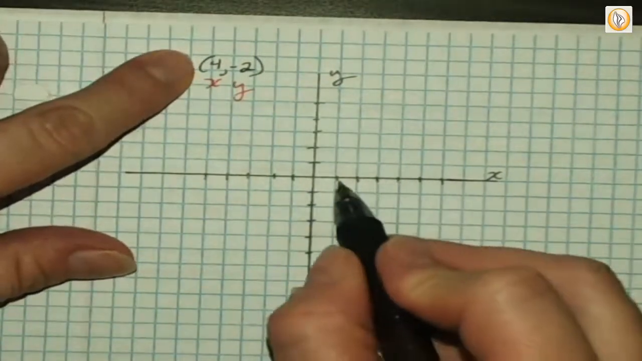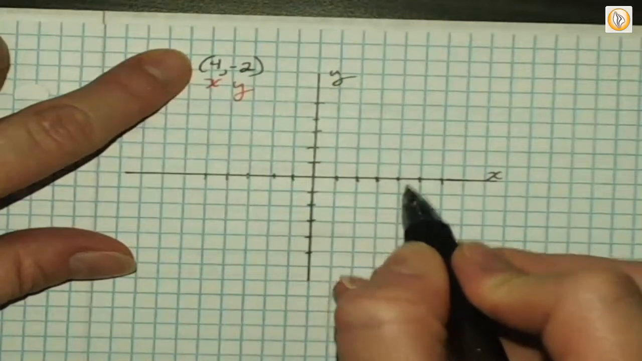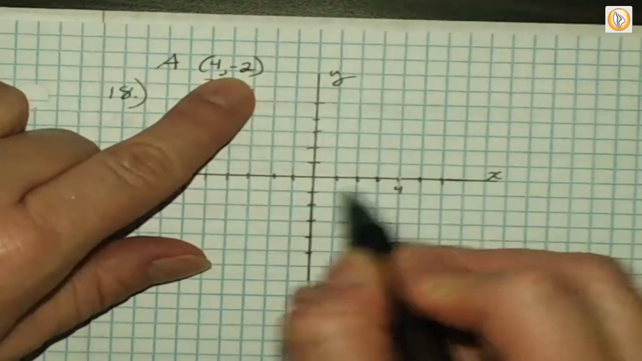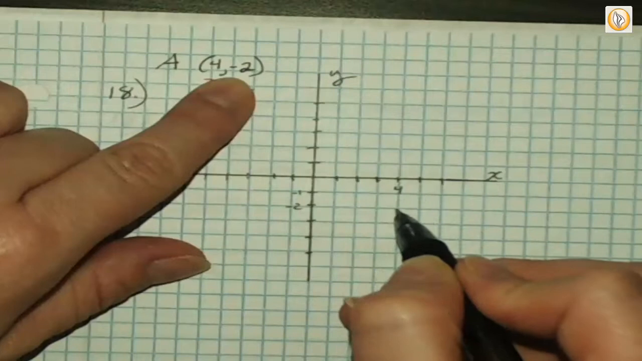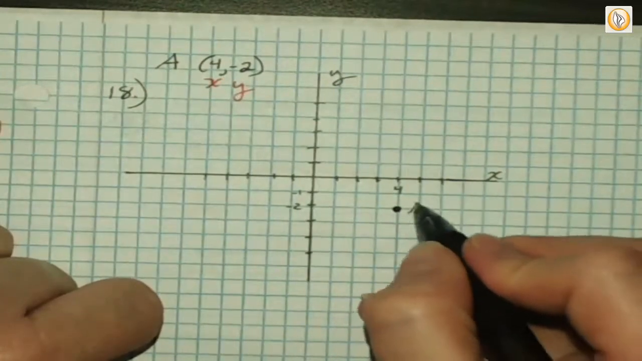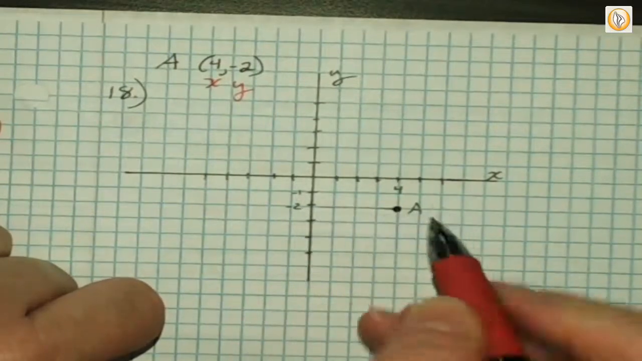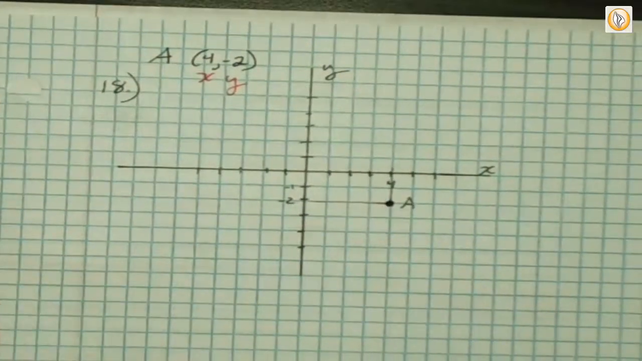If X is 4, I'm going to start here at the 0. 1, 2, 3, 4. That's your 4. And then Y is -2. If this is -1, this is -2, I'm going to go down to -2. There's A. It hits at the -2 on the Y and the +4 on the X. Does everyone see that? This is what you're doing today. Okay, y'all can write that down.